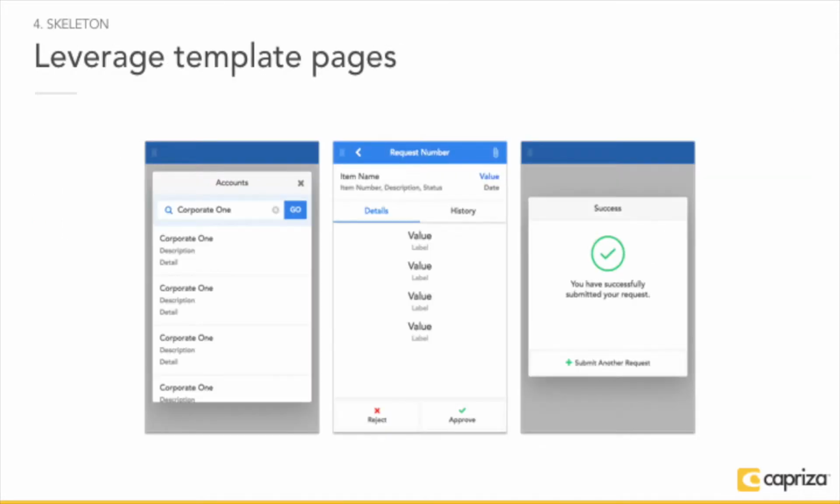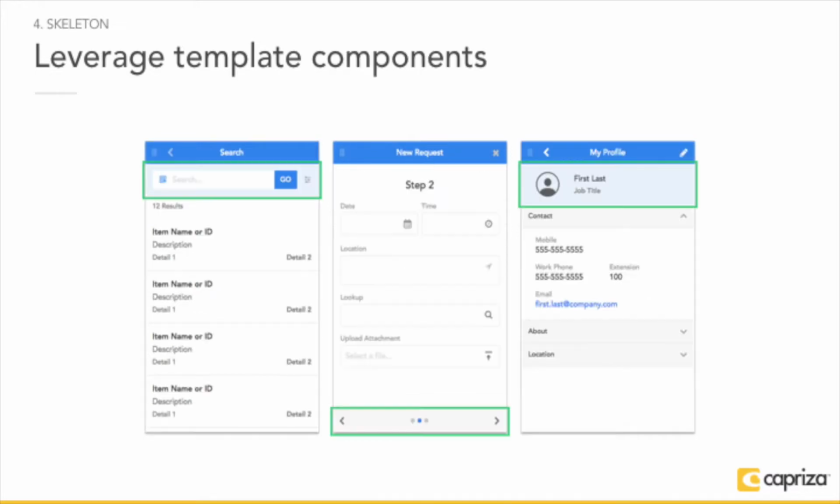Once the general UI layout has been established, consider leveraging pages from existing Capriza templates to more quickly build out your micro app. Micro app builders can export entire pages from any template and import them into a different micro app. Here are common pages present in our templates that may come in handy, which include a lookup modal, approval detail page, and confirmation. Additionally, template groups and components can be exported and added into your micro app as well.